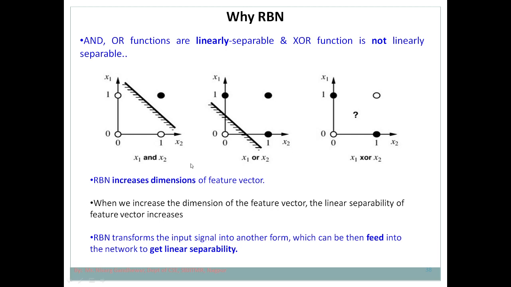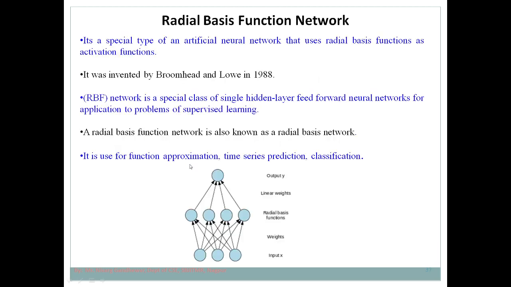Now try to understand the architecture of RBN. Here you can see this is the structure of the radial basis function network, or you can say that it is RBN, radial basis network. The radial basis function network is also called a radial basis network, and this is the structure.